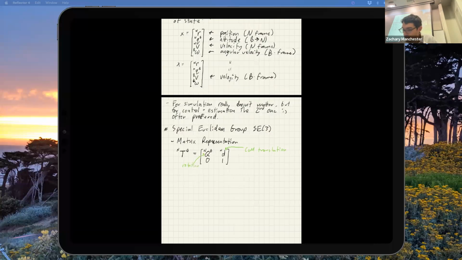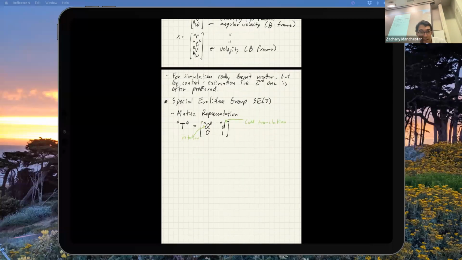Let's draw the cartoony picture, I guess. If I have some world frame here, like N1, N2, N3, and I've got my rigid body over here, and this guy has a center of mass, so I've got my body frame attached to this guy, say.